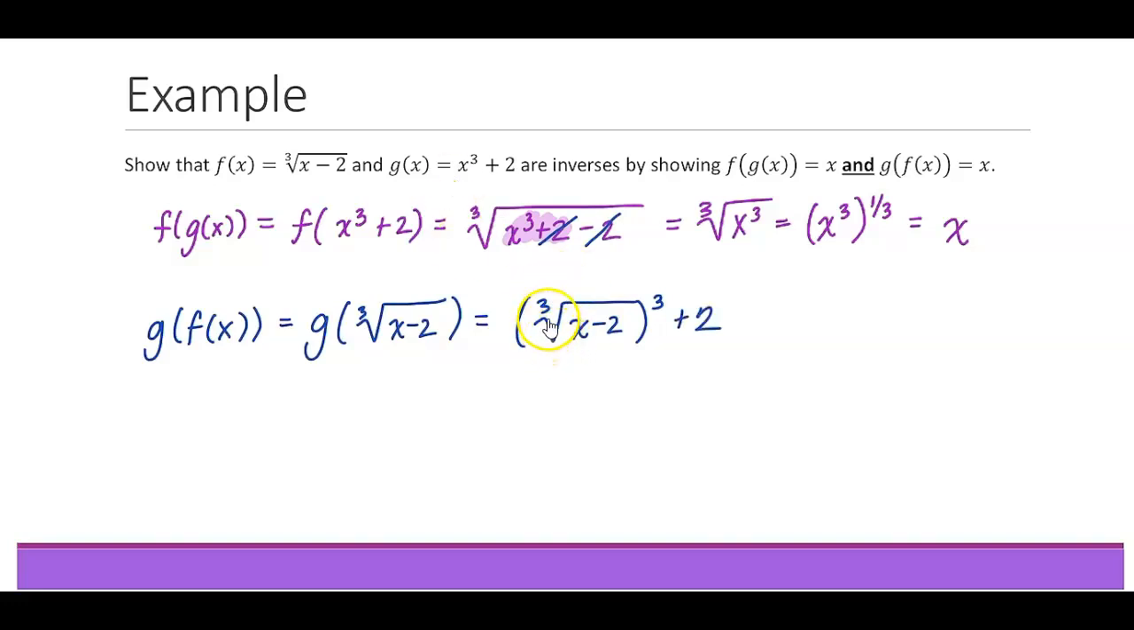And now the cube root and the cubed power are going to cancel because of the same reason we said earlier, 1/3 and 3 in the exponent. And now what I have is x minus 2 plus 2. And the minus 2 and the plus 2 are gone, leaving us with just x. So we have shown that f of g of x equals x, and g of f of x also equals x.